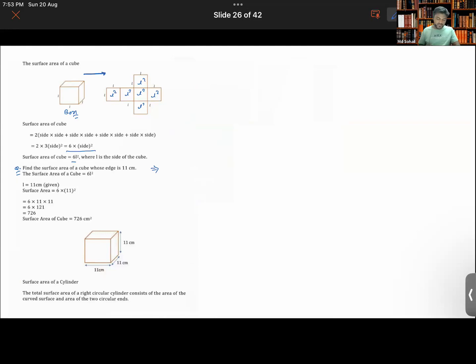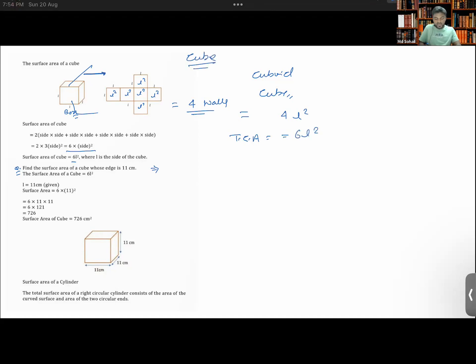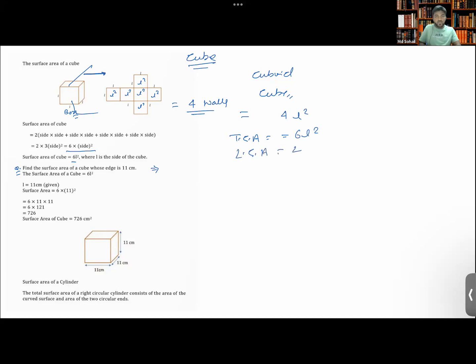Okay. Now let's come back to the next figure in the line. We have already talked about the cuboid, how its surface area is calculated, and how we calculate the surface area of a cube. Here's the thing. If I were to exclude the top and bottom of this figure, if I were to cut them off, you are left with only four sides, only the lateral four walls of this box. So it will be 4L square. So the total surface area of a cube is going to be 6L square and the lateral surface area is 4L square.